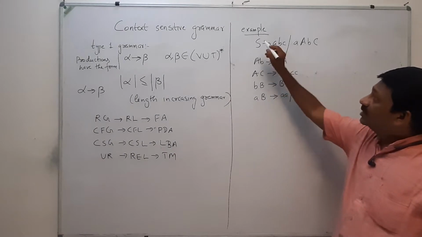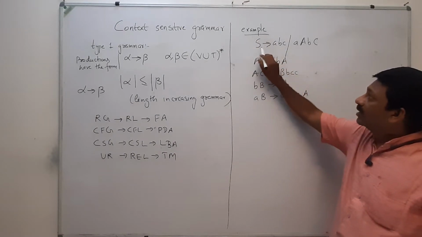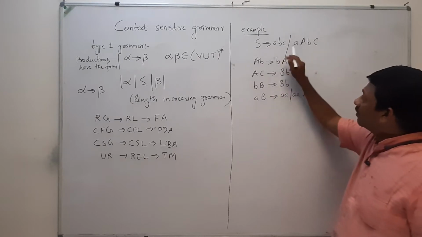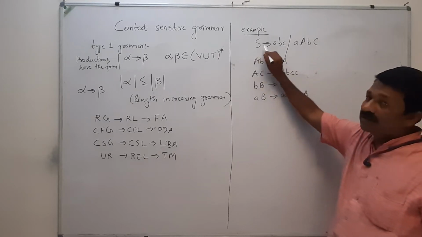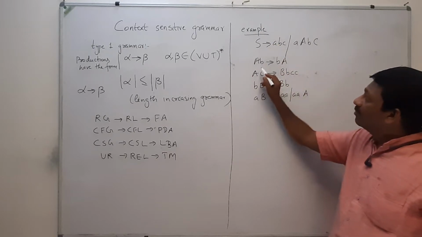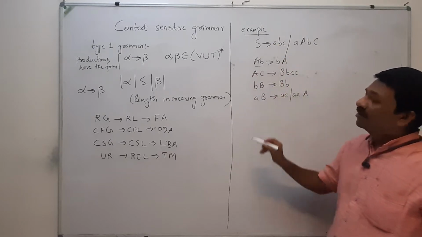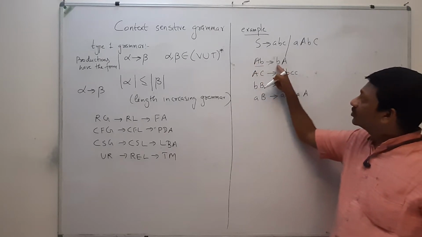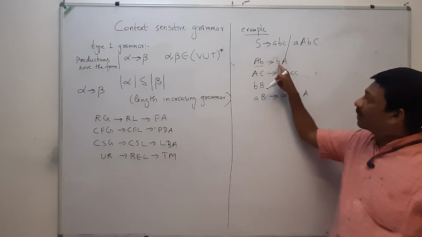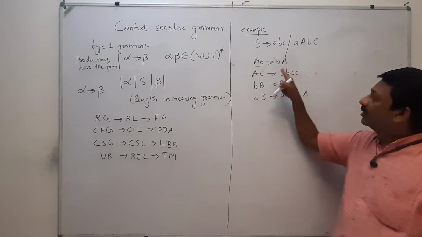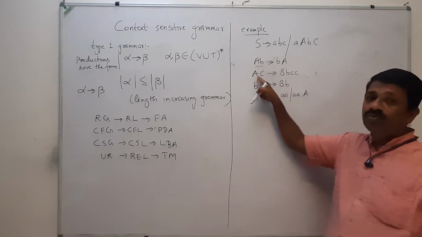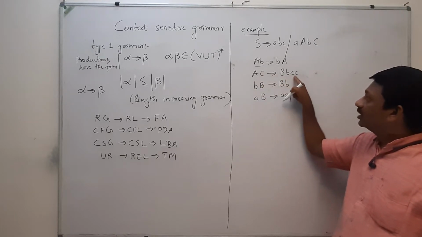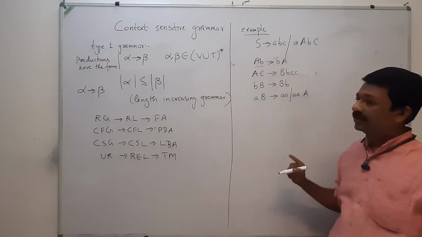Now here is an example grammar. S derives ABC or AABC. This is context free production, meaning the left hand side has a single variable. But here you have a variable as well as a terminal on the left, and the right hand side is a terminal followed by a variable. Here you have two non-terminals. Here a non-terminal plus three terminals, and likewise.